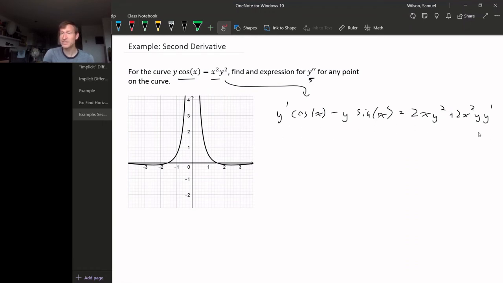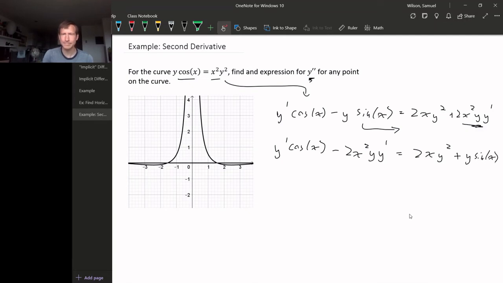Now we can rearrange this to get y prime. So y prime cosine x. I'm going to move this term with y prime to the left. So minus 2x squared y prime. Move this term without a y prime to the right. 2xy squared plus y sine x. Now factor out the y prime and divide.